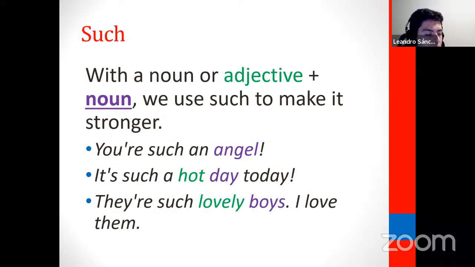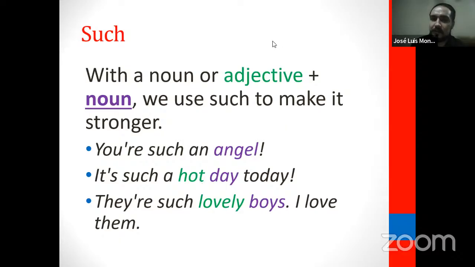Then "such." I'm going to read the first part. With a noun or an adjective plus a noun, right? We use "such" to make it stronger. The same idea, right? It has the same purpose as "so." So let's read these 3 examples, please. You are such an angel. It's such a hot day today. And they are such lovely boys. I love them. Great. Thank you very much.